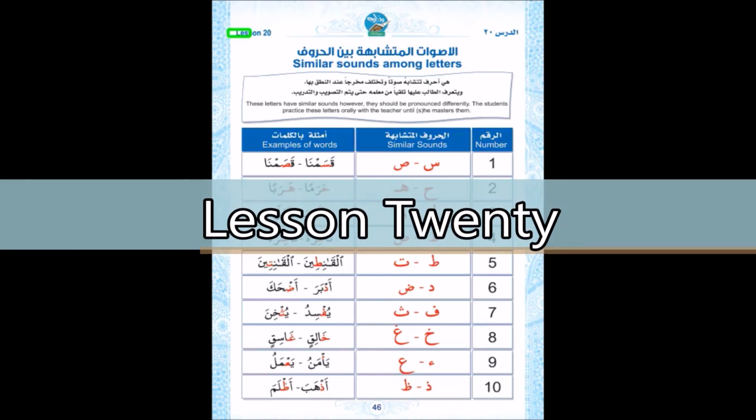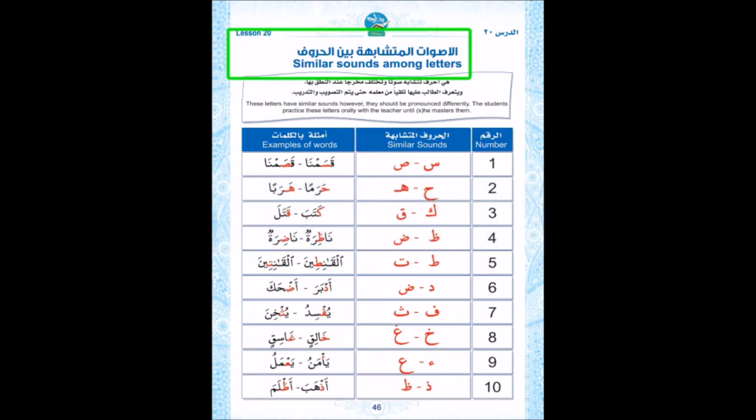Today we have lesson 20, which discusses the similar sounds among letters. Certain letters, such as Sin and Sad, have similar characteristics and are articulated from similar places in the mouth. So we want the student to differentiate between these letters to avoid any confusion and to make sure we're reading each letter of the Quran properly.